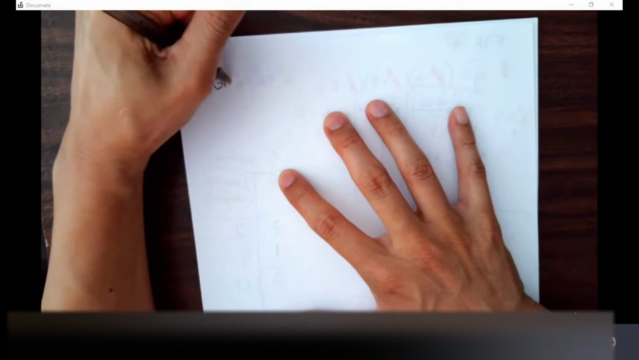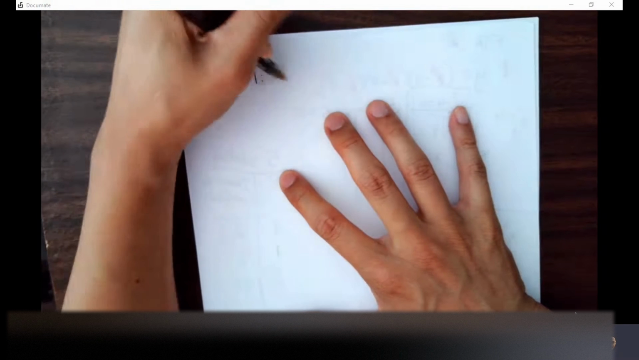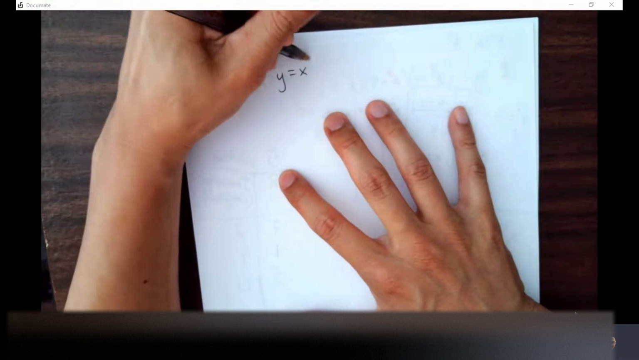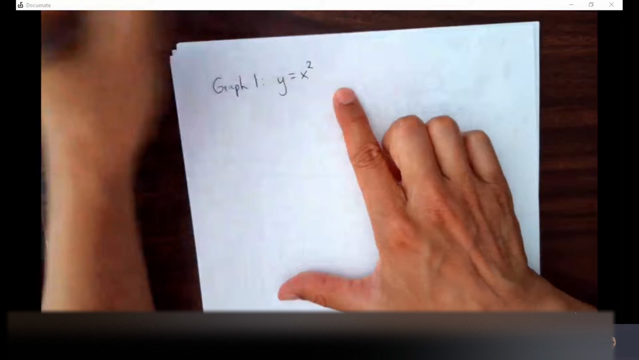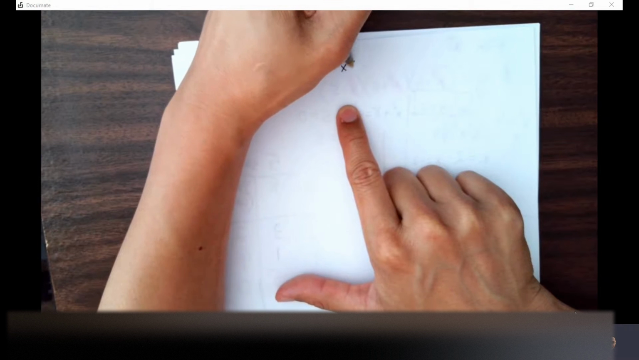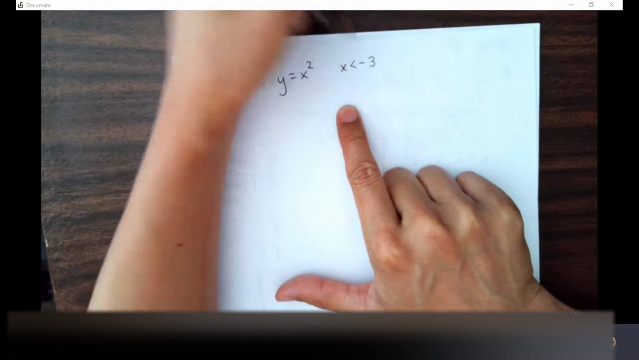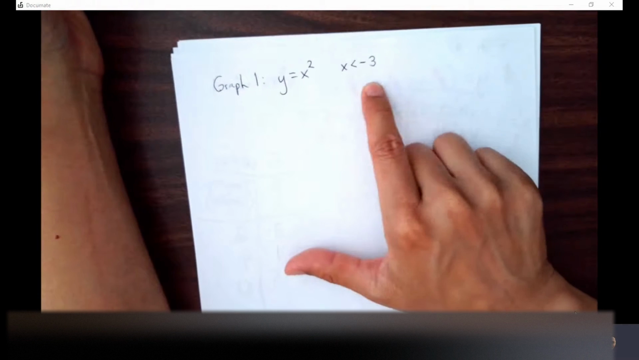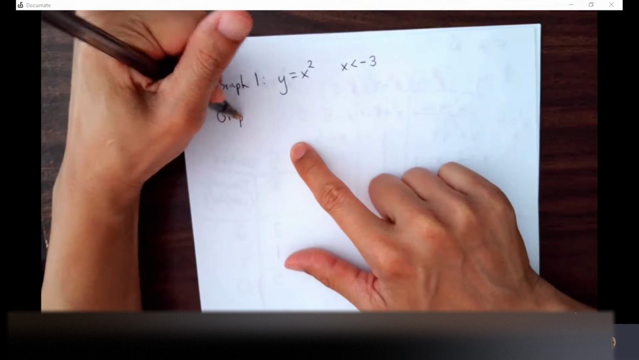Let's say I had graph 1 of y equals x squared. And then let's say the domain for this is x is less than -3. Okay. Let's say I had graph 2.